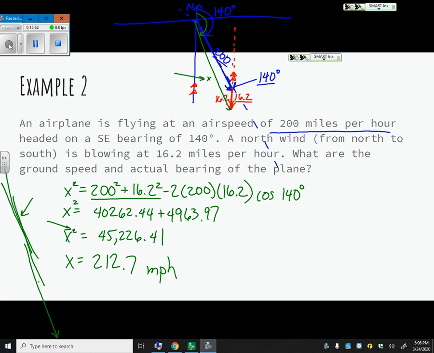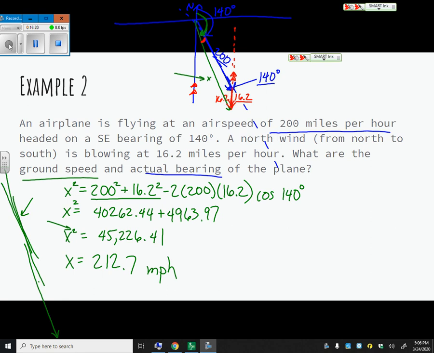All right, now, that's good. Don't stop there, though. I've got the ground speed. It also wants to know the bearing. Now, remember, the bearing is going to be this green angle coming all the way around to the green line. So it's going to be a little bit more than 140, but I don't know how much more. Well, if I can just get my hands on this small angle inside, I should be good.